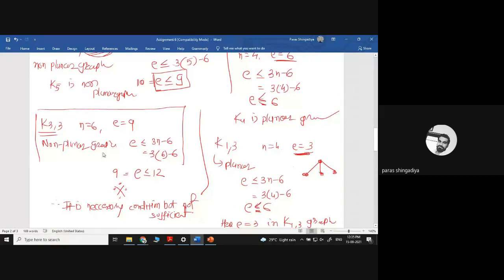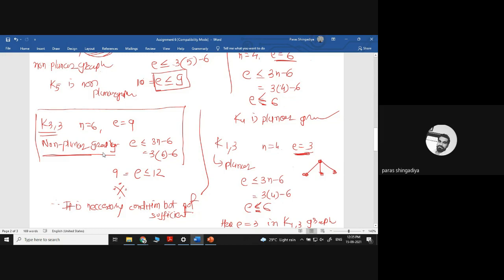As we know, the K33 graph, with 6 vertices and 9 edges, is a non-planar graph. That we verified many times during the lecture. How many edges are there? 9 edges, 6 vertices. Clear?